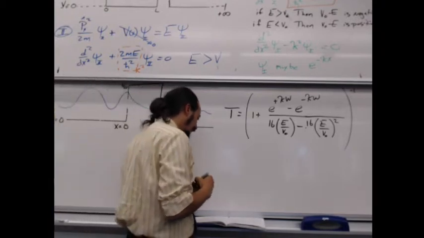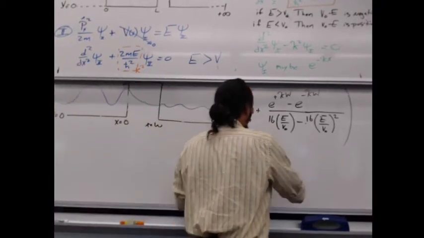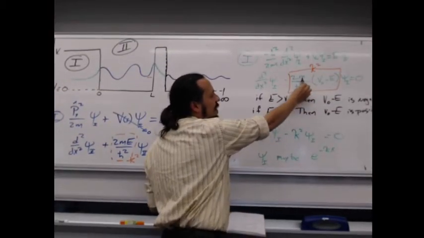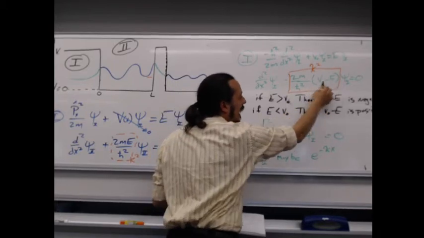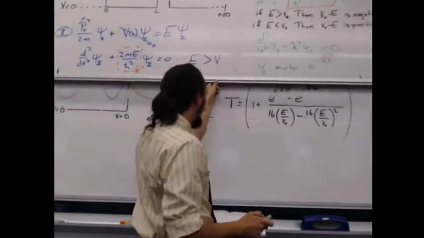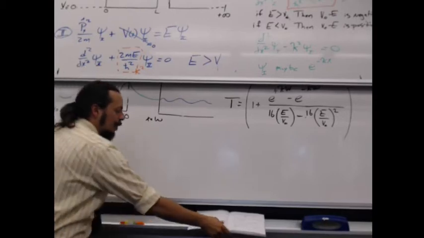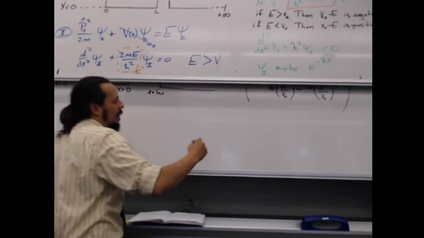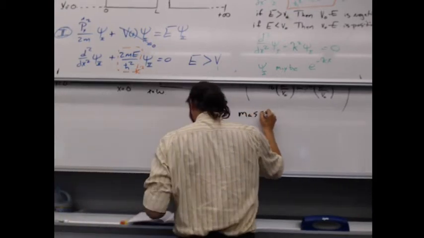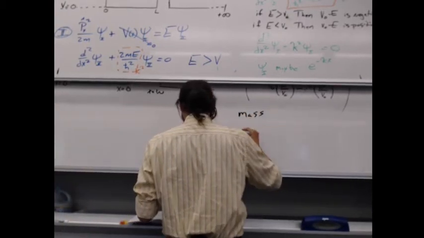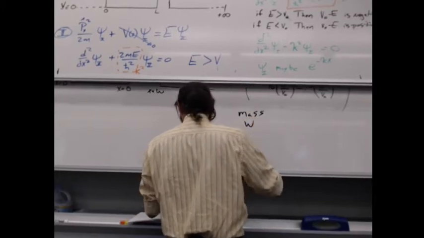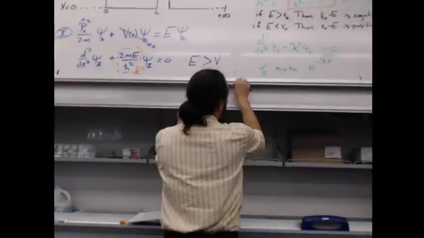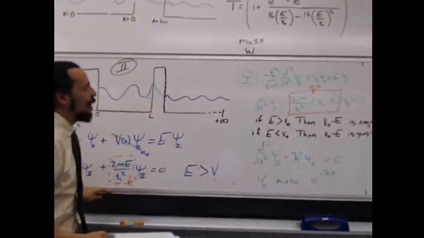So there's a couple different things we can look at. I want to remind you as well, we've got the reminder up here, that the kappa term has mass buried inside of it and a difference between V0 and E buried inside of it. So there's a couple different things that we can look at to say, how does this change? We can look at mass. We can look at the width. We can look at V0. We can look at E. And we can say what happens for each of these things.